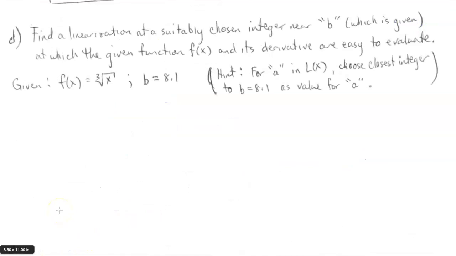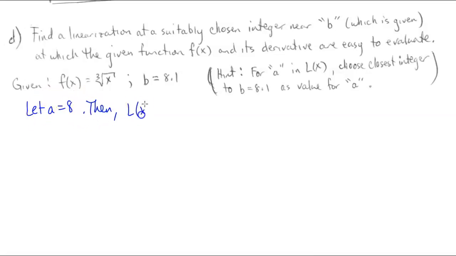So for our next example here, we want to find a linearization, basically a line, equation of a line that's going to estimate what f of x is going to be at a suitably chosen integer value, which we're calling b here, at which the given function and its derivative are easy to evaluate. So the hint here is we want to pick a number that's an integer that's closest to this value that's given to us here. Okay. So the closest number that's an integer to 8.1 is just going to be 8. So we're going to say let a equal 8.